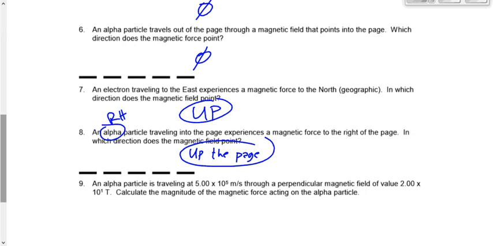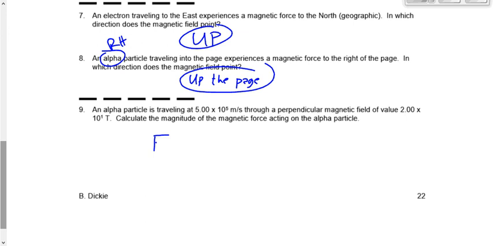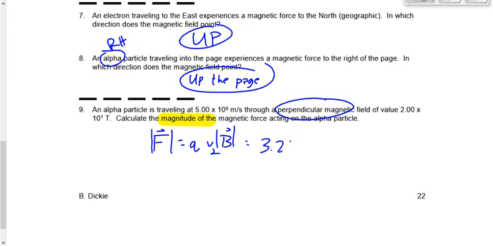Okay, number 9, this is a pretty straightforward question. We're just going to say for this one to find the magnetic force, F is equal to QVB. The charged particle is moving perpendicular to the field. We don't know which way that is, into the page or right or whatever, it doesn't matter, it's perpendicular. We can find the magnitude of that force by just multiplying those 3 numbers together. And when we do, we get 3.20 times 10 to the negative 12.